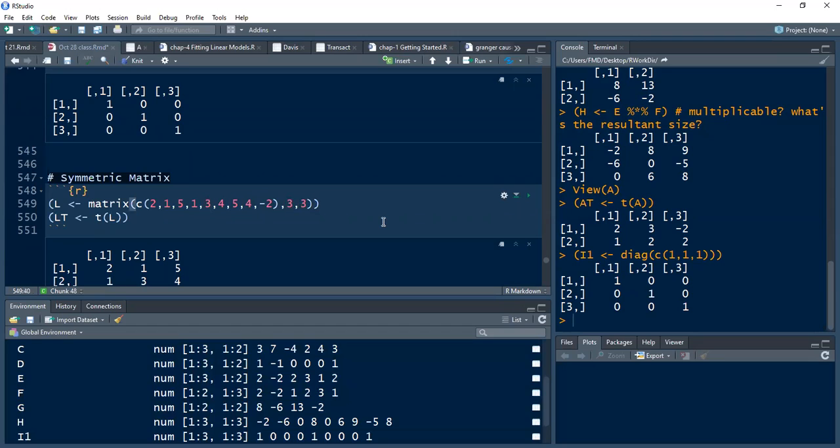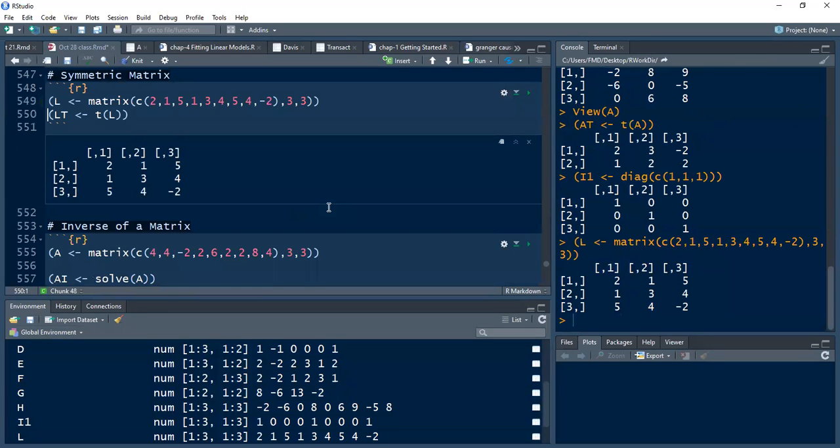So how will R input these elements in your L matrix? I'm sorry. It will be via columns, because that's a default. We did not define this to be by row. Okay, so let's run this. Control Enter. Okay, so we have this matrix: 2, 1, 5, 1, 3, 4, and 5, 4, negative 2.